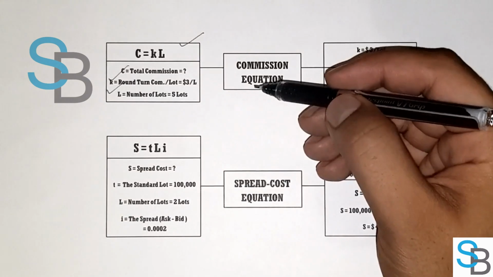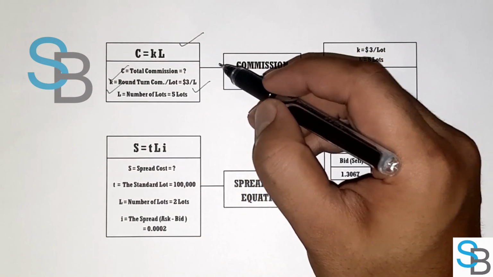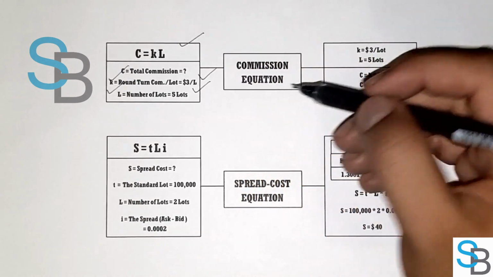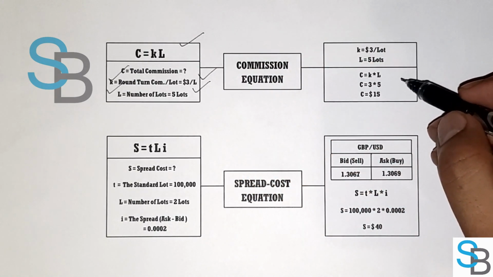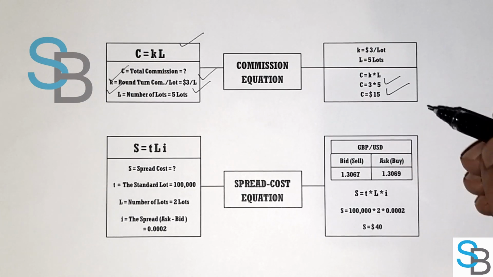L is the number of lots, and let's say if you want to trade 5 lots with a round turn commission of $3 per lot, all we have to do is multiply them both. So 3 times 5 equals a total commission of $15.